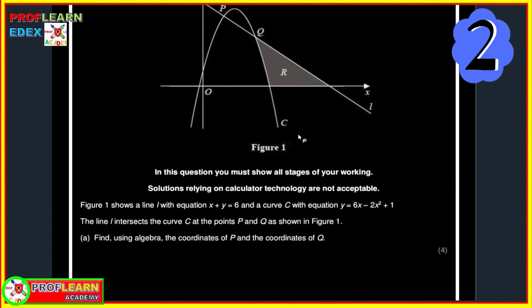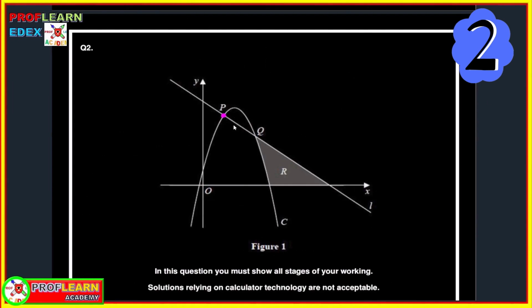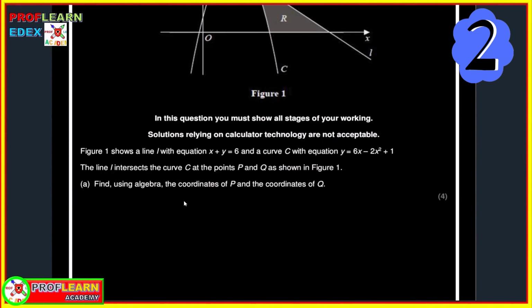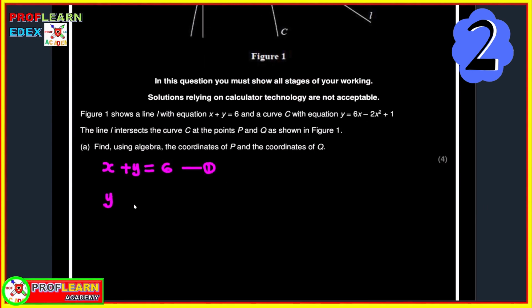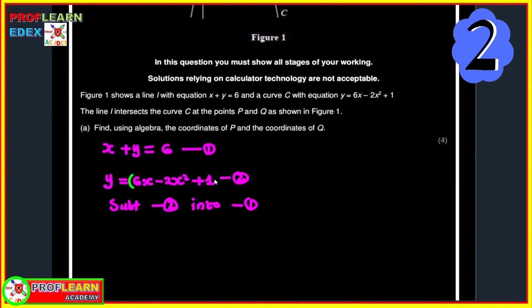Remember, from simultaneous equations, when you have two curves and want to find the point of intersection, you equate the curves, or you substitute one into the other. That is exactly what we are going to do. To find P and Q, our first equation is x plus y equals 6, which is equation 1, and the other one is equation 2. We are going to approach this using the substitution method.